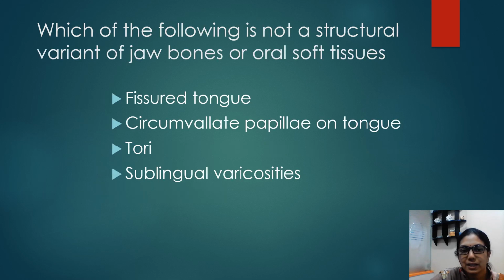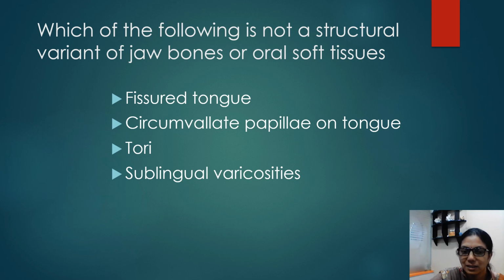The next question is: which of the following is not a structural variant of jaw bones or any oral soft tissues? Which is not a structural variant? All others are structural variants, that is, normal anatomical structures. The first option is fissured tongue, or circumvallate papilla on the tongue, or tori, or sublingual varicosities. Which of the following is not a structural variant?